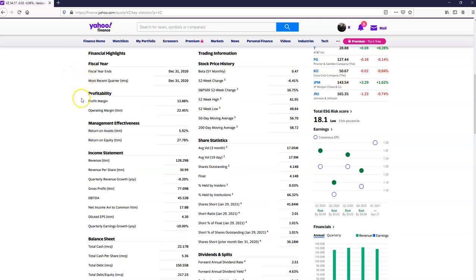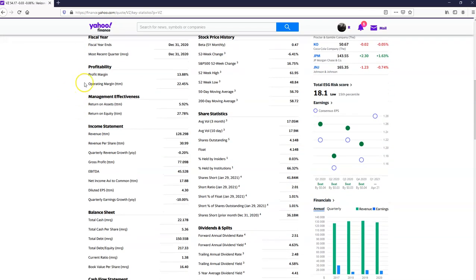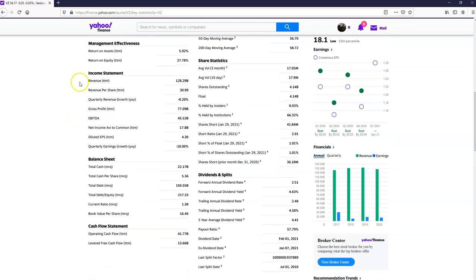This is when the fiscal year starts and ends. This is the profit margins. Of course, high profit margin means the company is making money in general, the revenues are higher than the costs. This is the effectiveness of the management team. This is ROA and ROE, return on equity and return on assets. This is a portion of the income statement.